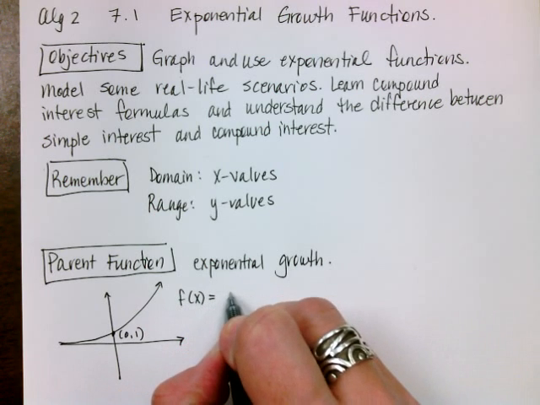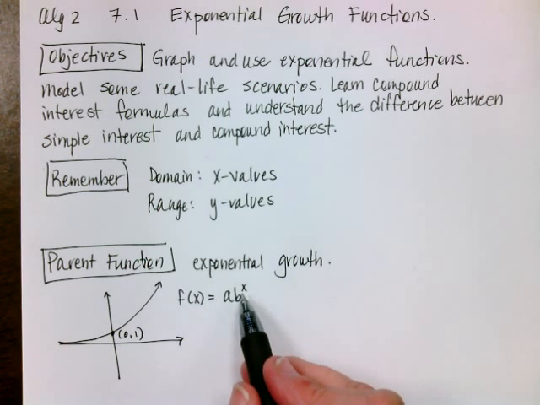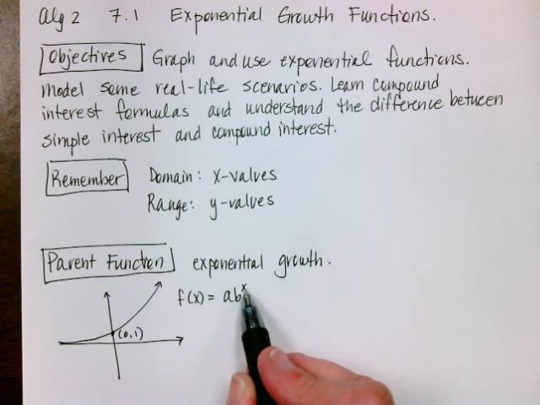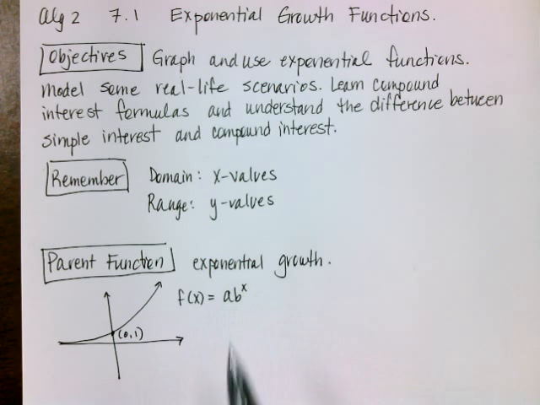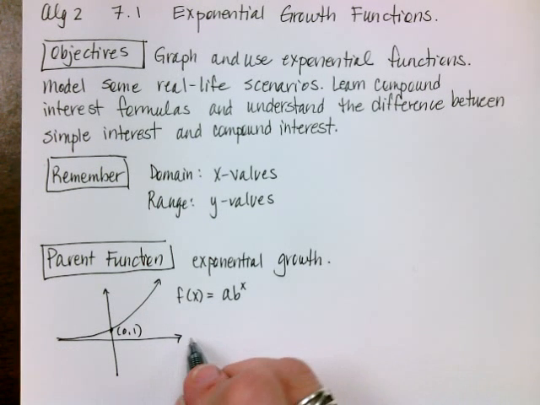All right, so our parent function always crosses the y-axis at (0, 1), and it's going to be written as a·b^x, where the x is in the exponent position. So notice that this is different than things that we've done in the past. In the past, the x would be down here as a base, but now the x is in the exponent position, so I'm going to say that the x is in the up position.